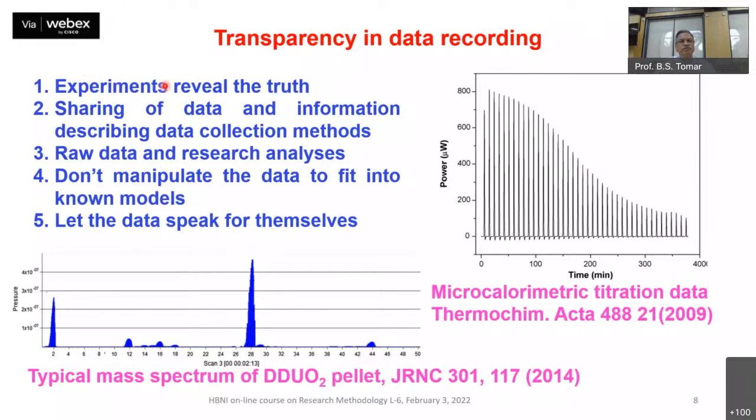So the experiments reveal the truth. If your instrument is faulty, you will get results accordingly, but rely on your data, whatever you are getting, and on sharing of the data and information describing the data collection method. So always share whatever data you have obtained and how you have obtained it in your publications. Always show at least one set of raw data in your papers also, so the reviewer knows the quality of your data. It is a good practice to show the raw data in your experimental work also.